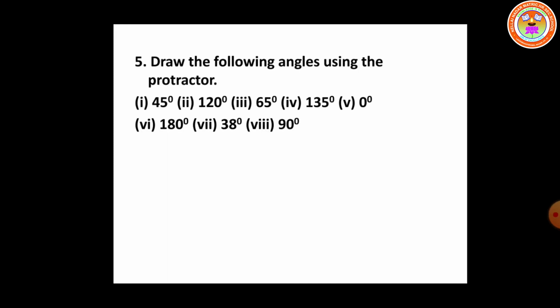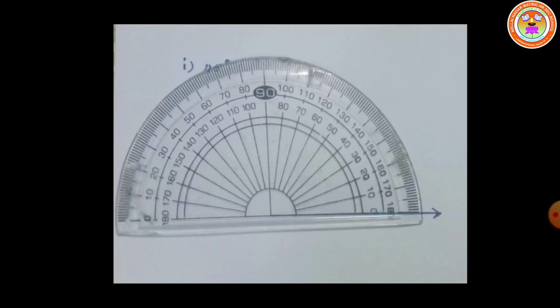Fifth question. Draw the following angles using the protractor. Let us see the answer one by one. First one, 45 degree. First step, we have to draw the base ray. Then keep the center of the protractor to the starting point of the ray. Then we have to measure 45 degree.